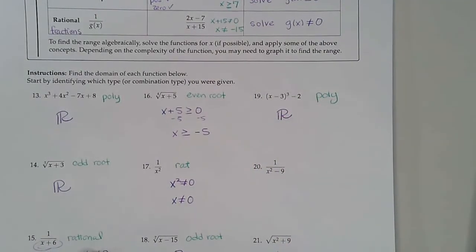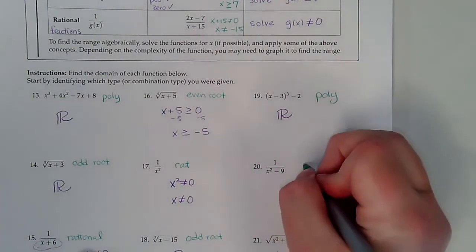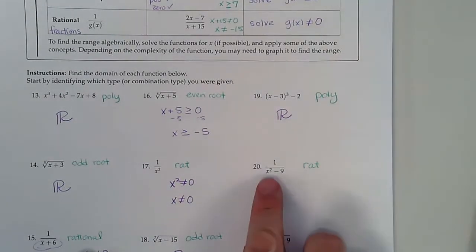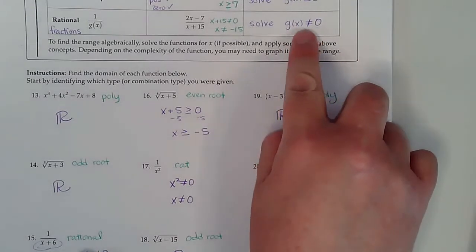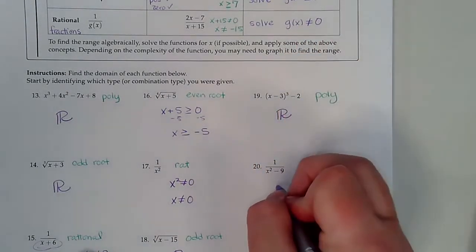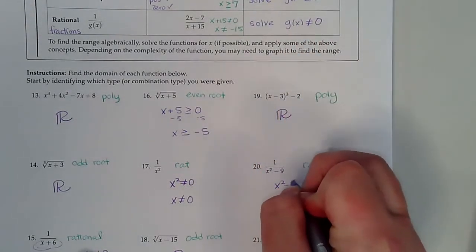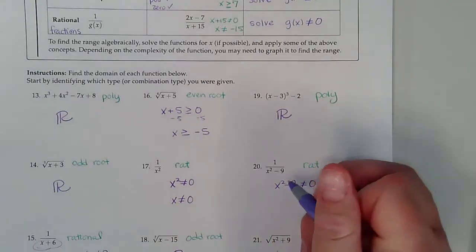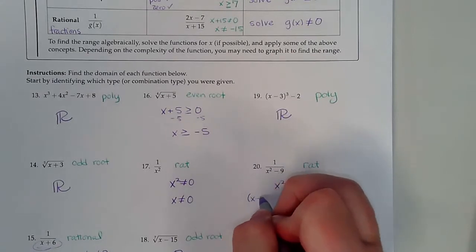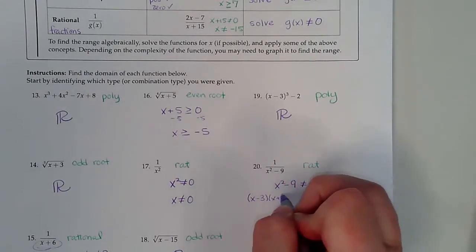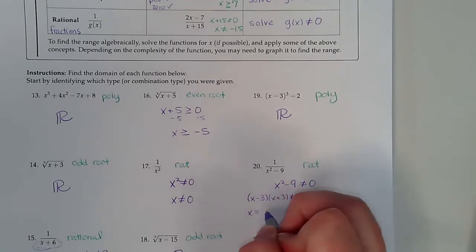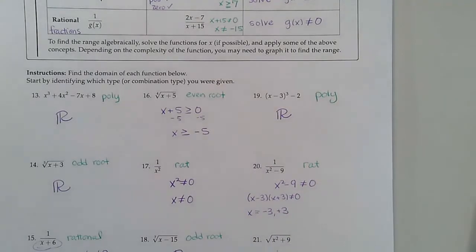Right, number 20, so we're back to a fraction. This is a rational function again. So we need to solve for the denominator not equal to 0. So I have x squared minus 9 not equal to 0. So you could factor this. So it would look like (x minus 3)(x plus 3) cannot equal 0. And so that tells me x is either equal to -3 or +3.